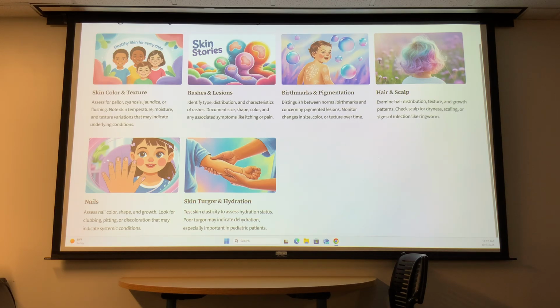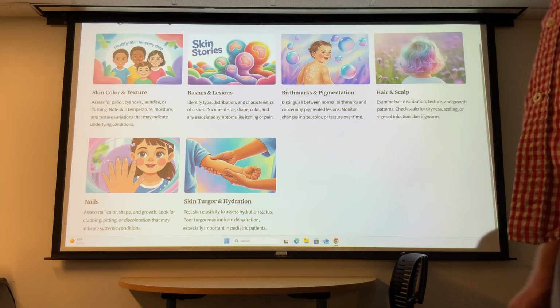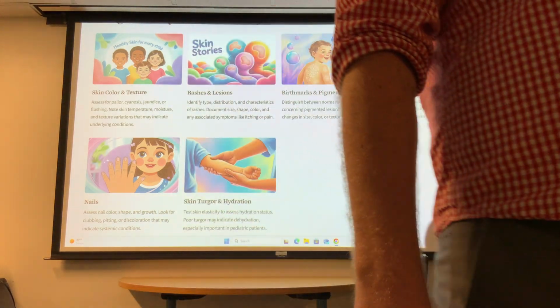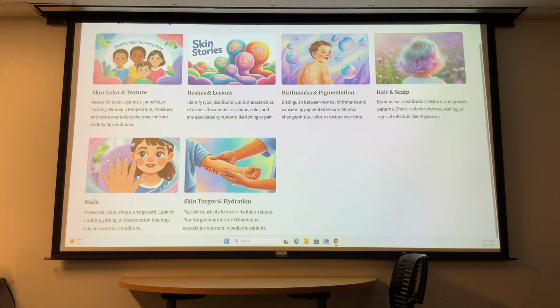Isn't there some deficiencies that can show up in the nail? They can. Clubbing also shows up in the nails, right? Clubbing is a result of what? Chronic hypoxia, right? So we're going to see that in our kiddos who have cystic fibrosis or something like that, where they've got chronic hypoxia. Skin turgor, hydration, right? So we're looking at that, tells us our hydration status, okay?